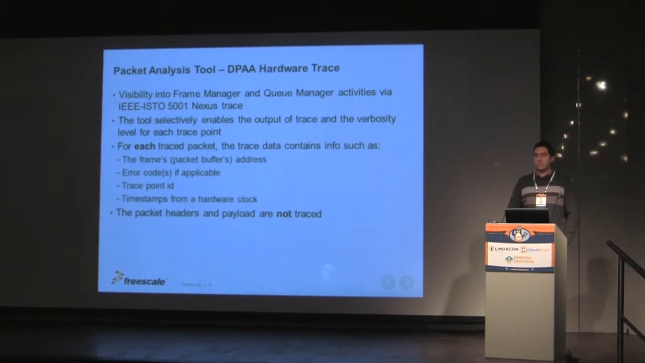That means, for example, if the packet had to be dropped, we do get an indication of that, and also we do get the reason why the packet was dropped. We do get the ID of the trace point. There are multiple points in the system where the trace data gets collected, and therefore we have to get a unique ID for every point in the system from where we can get the trace data. And of course we get timestamps from a hardware clock. Now, the content of the packets, meaning the packet headers and the payload, does not show in the trace data.